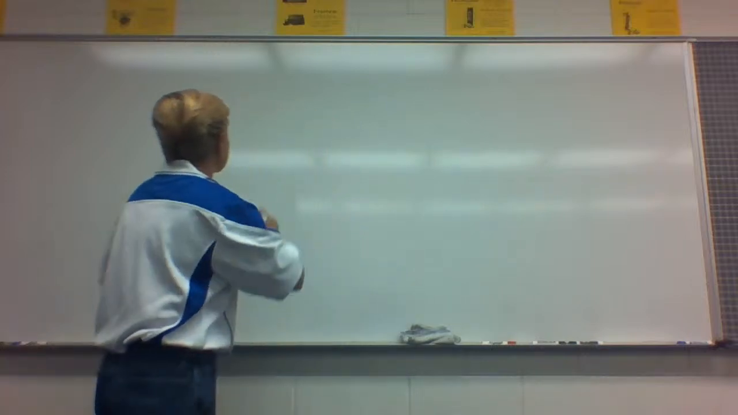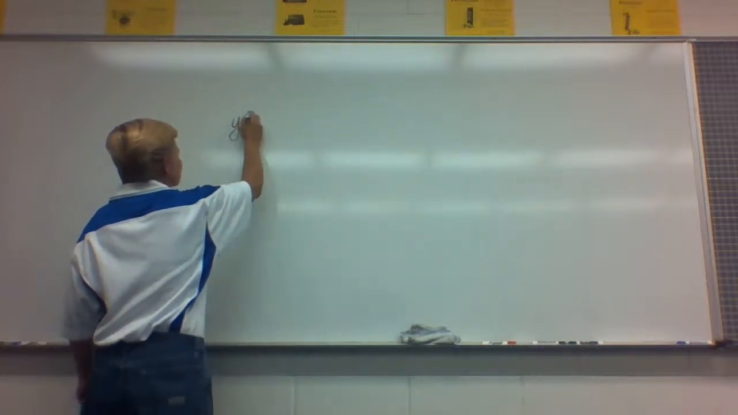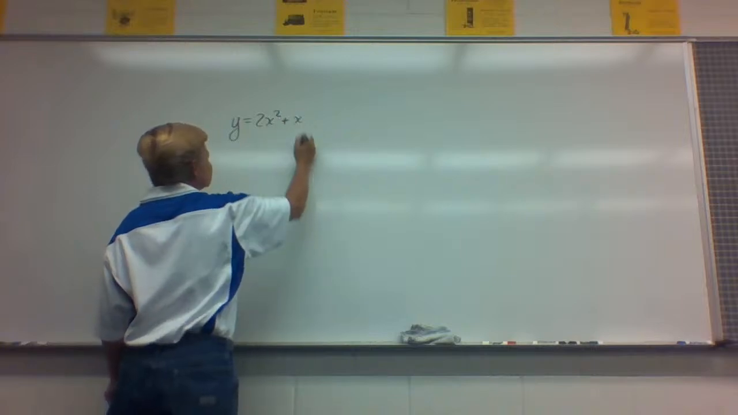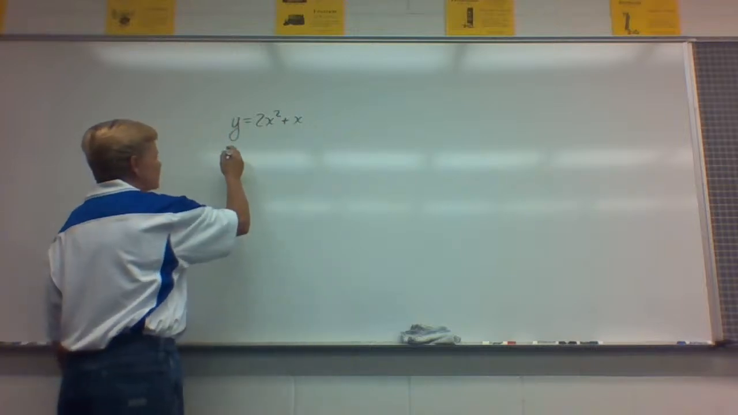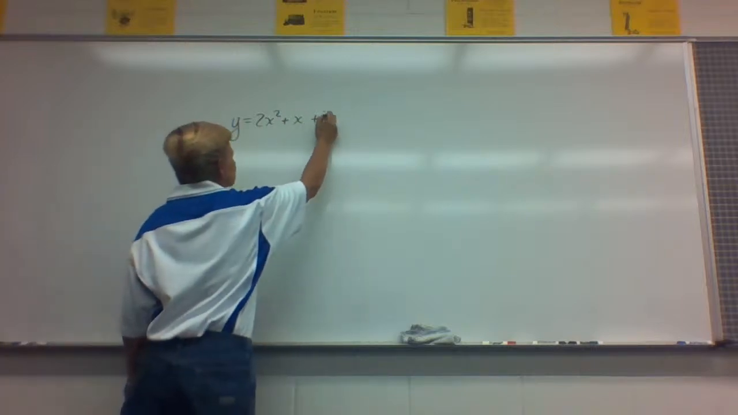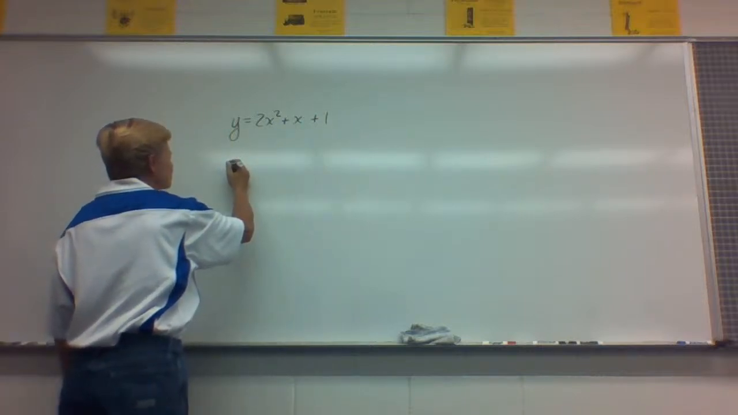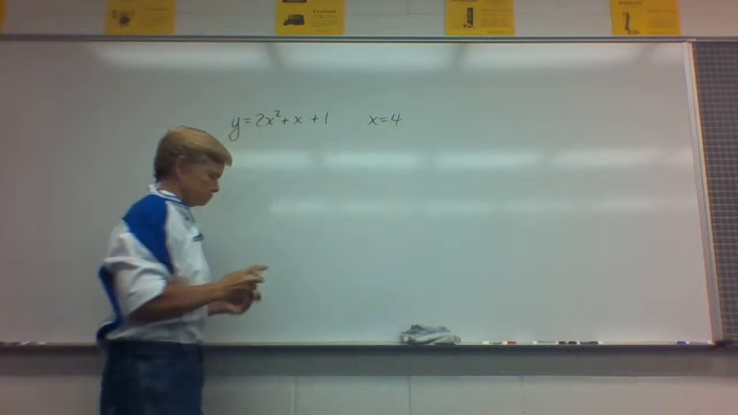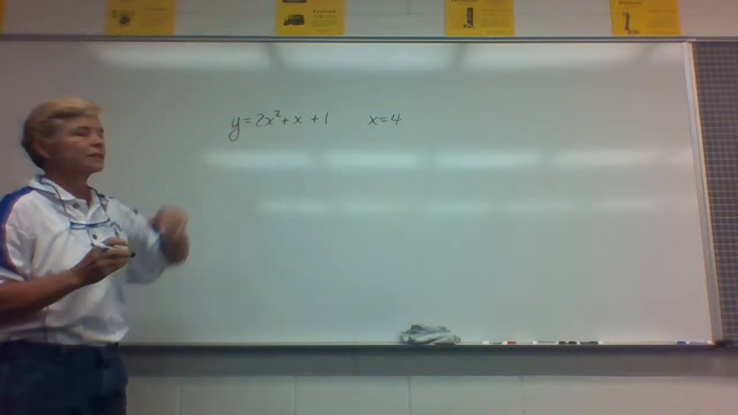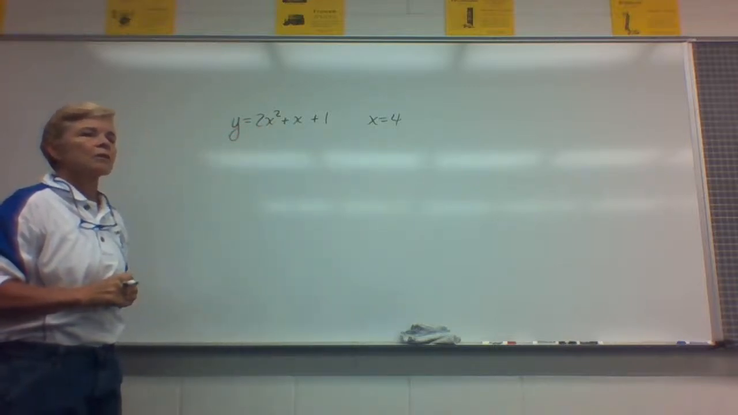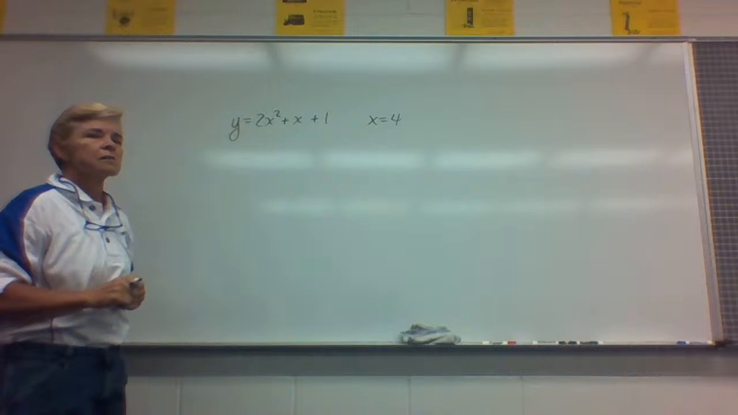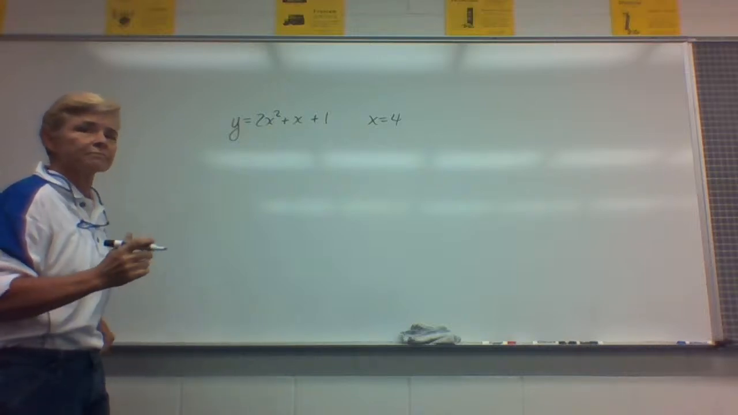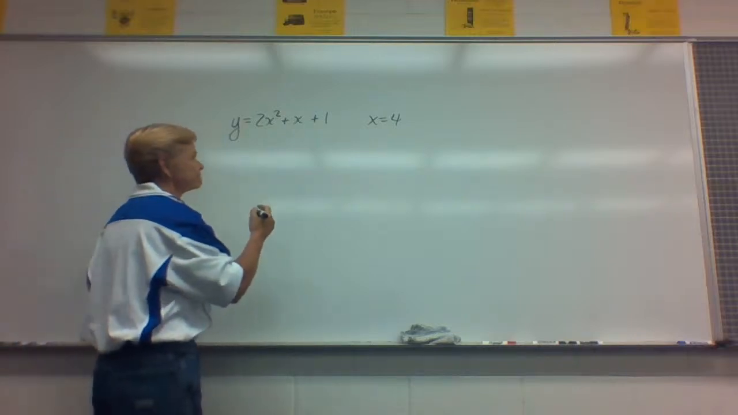So if I gave you a function like this, y equals 2x squared plus x, and I'll go ahead and add on 1 back here just for fun, and I want you to find the slope at x equals 4. You're supposed to find the slope of that curve when x equals 4. The difference quotient formula. The limit of the difference quotient. Yeah, that's what I said.